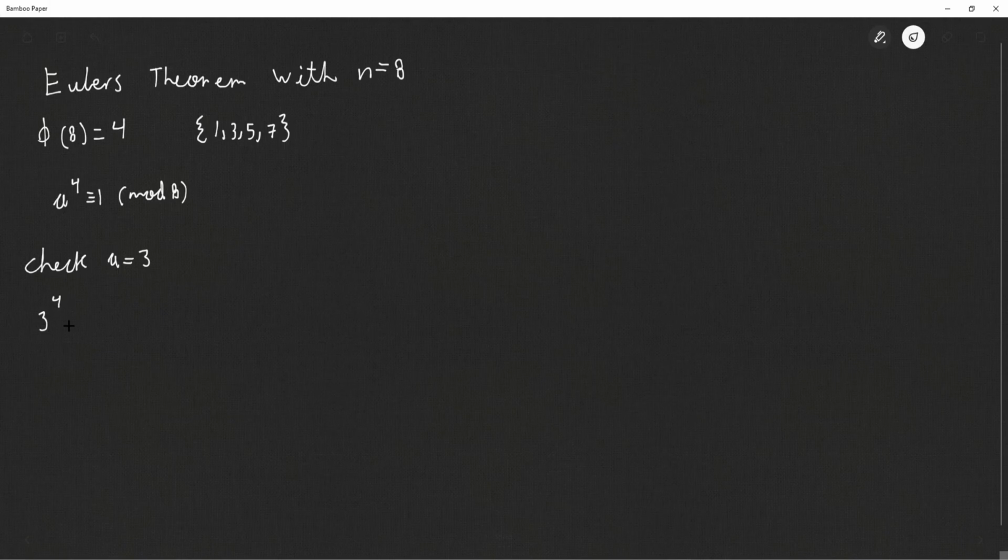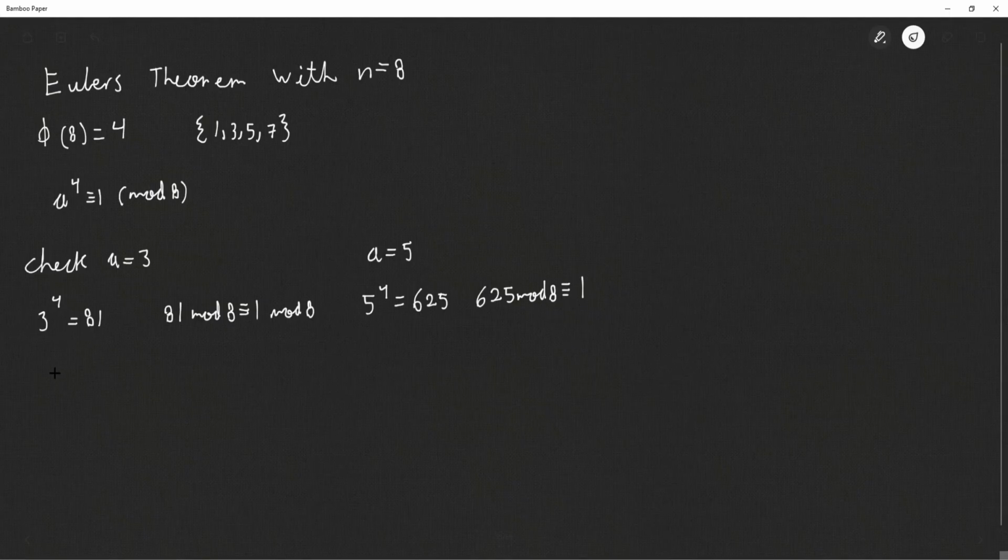So 3 to the power of 4 gives us 81. And if you do 81 modulo 8, this does give us that it's congruent to 1, which means that it works perfectly. And now let's check for a being equal to 5. So 5 to the power of 4 is equal to 625. And 625 modulo 8 gives us another congruency equal to 1.